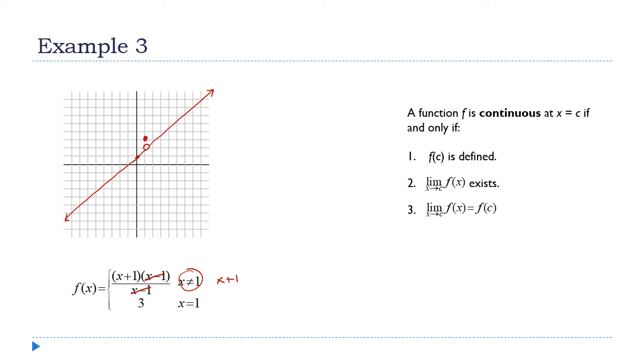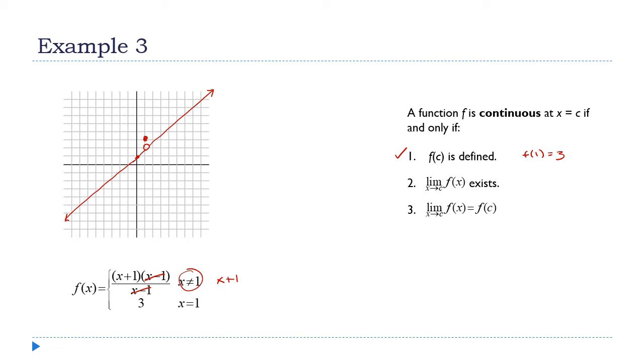Okay, and I want to talk about continuity of this thing. So where is this function discontinuous? I'm going to make the argument it's discontinuous at 1. But why? Let's go to our definitions here. f of 1 is defined. Yes, it is. f of 1 equals 3. So yes, the function is defined at 1.